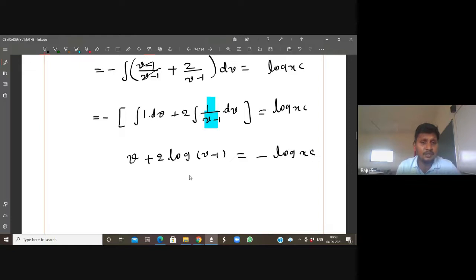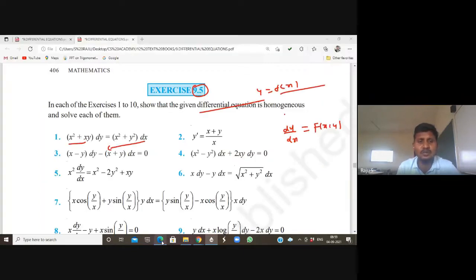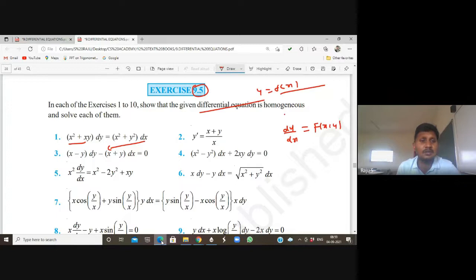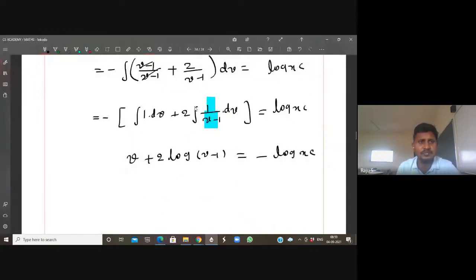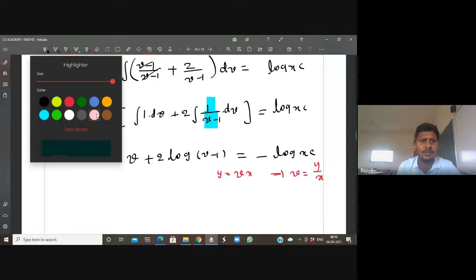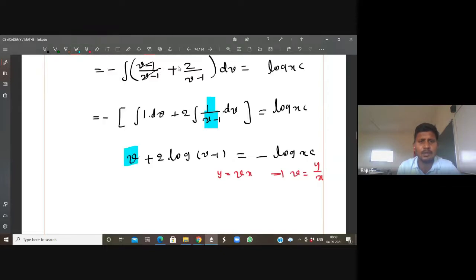After doing this, remember everyone, at last we have to substitute the v value. At last we have to substitute, because you know the question is in terms of x comma y, the answer also we require in terms of x comma y. Got it? So y is equal to vx, which implies what is the v value? v is y by x. Now replace this v by y by x. In place of v, substitute y by x.